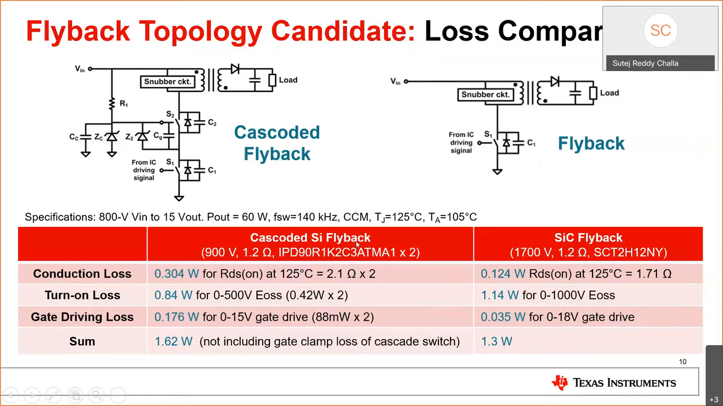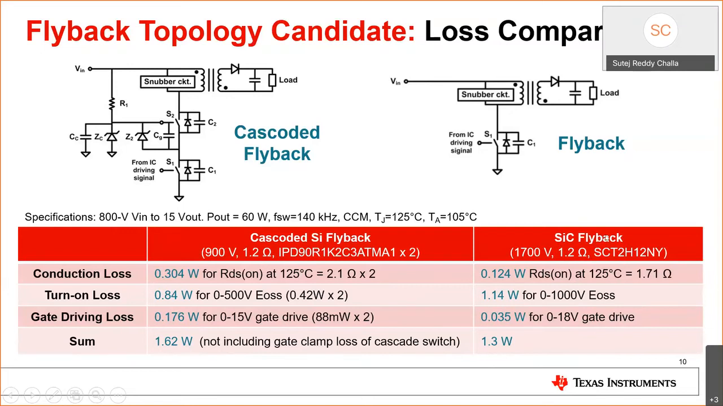With the cascaded silicon flyback, assuming two 900 volt switches from Infineon, this is the power loss distribution: conduction loss, turn on loss, gate drive, and the total loss is 1.62 watt. Whereas with the silicon carbide switch from ROHM, 1700 volt, one switch would be sufficient, and the total power loss is 1.3 watt.